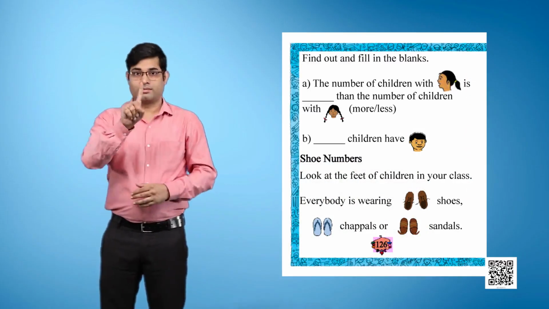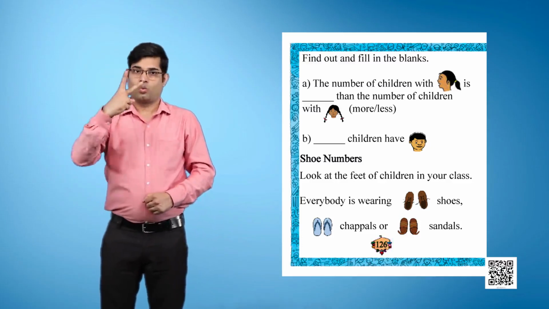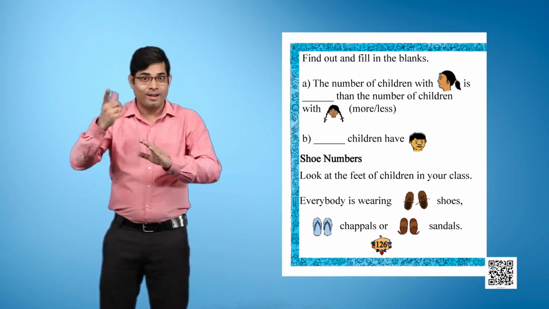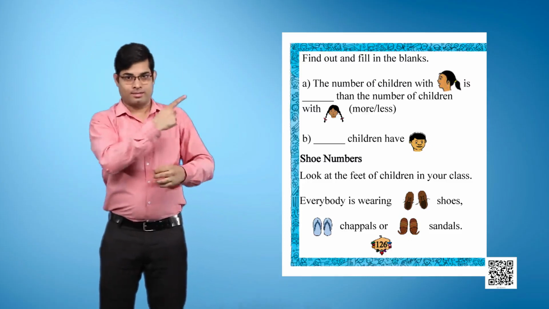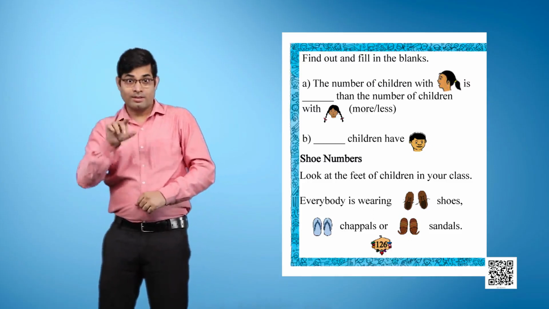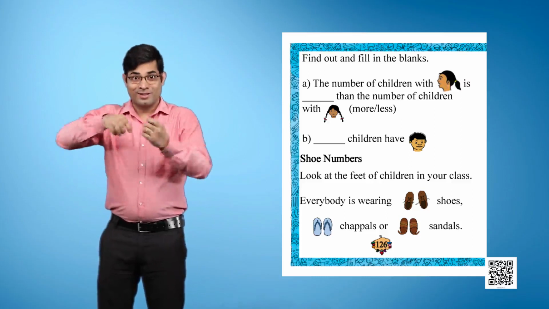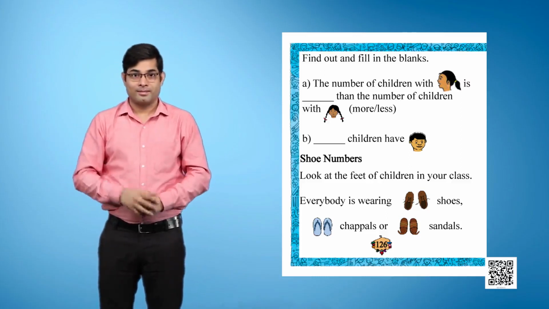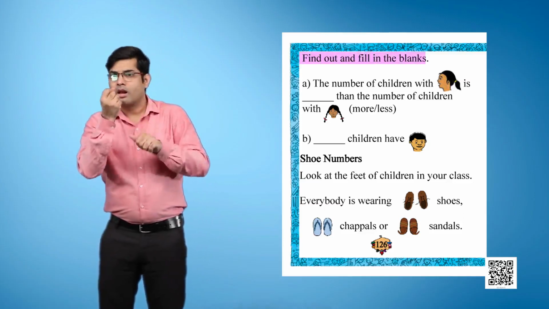Page 126. This page is divided into 2 parts. The story of Ponytails continues in part 1, and in part 2, new story titled Shoe Numbers begins. Let's start reading this page. Part 1. Find out and fill in the blanks.